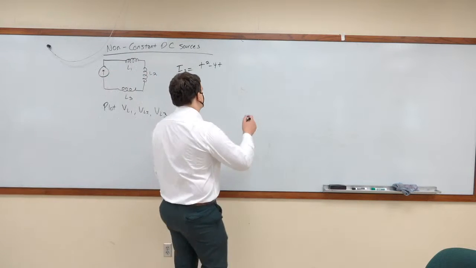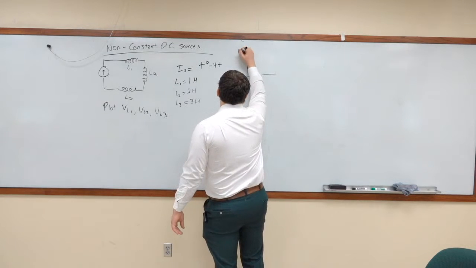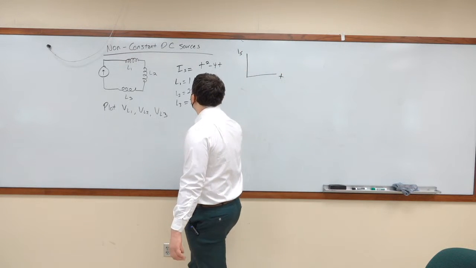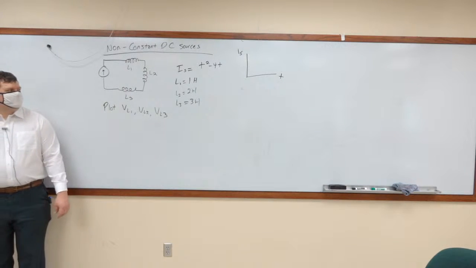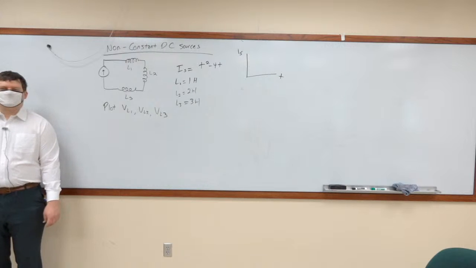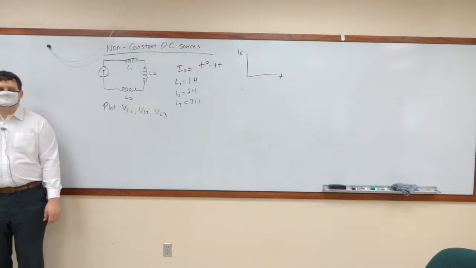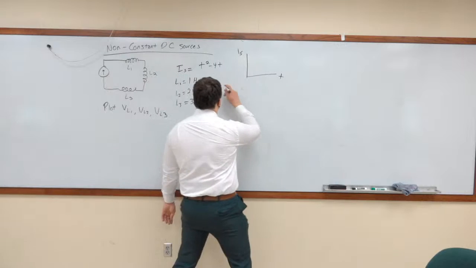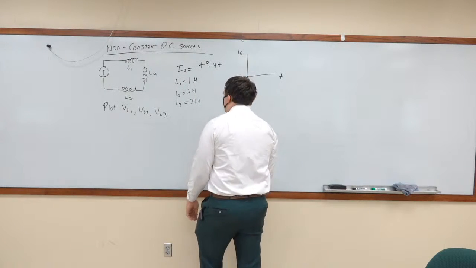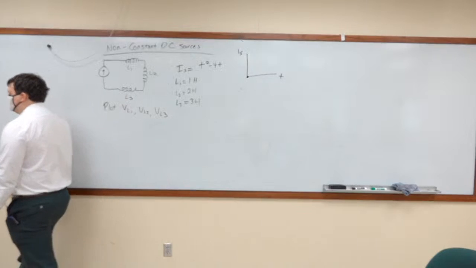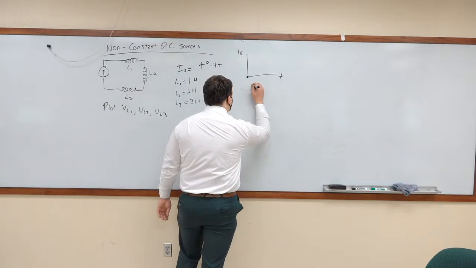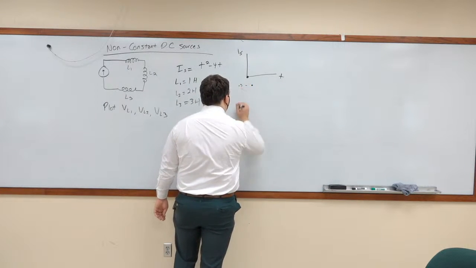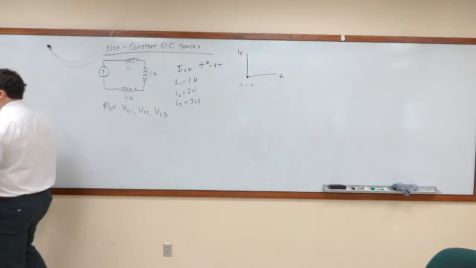Well, let's start out by plotting IS with time. What does that look like? At 0, what is the value of IS? It's 0. Plug in 0 for t, you get 0. Okay, at 1 second, what is the value of IS? -3. So that will go -3. At 2 seconds, what is the value of IS?